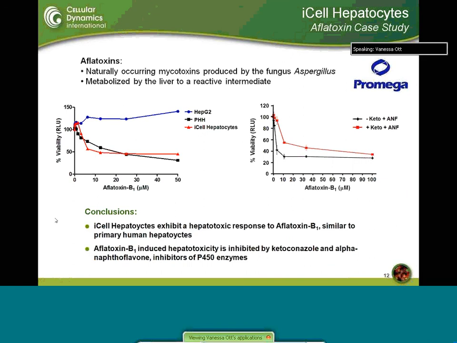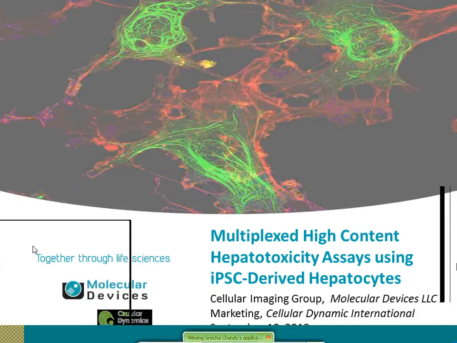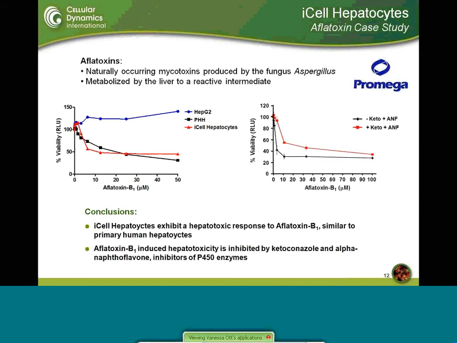This is an interesting slide and a small case study that we also did in collaboration with Promega. Here the iCell hepatocytes, which are shown on the left by the red line, lose viability in response to aflatoxin, similar to primary human hepatocytes. And this is significant because the toxicity in response to aflatoxin requires the formation of a metabolic intermediate.